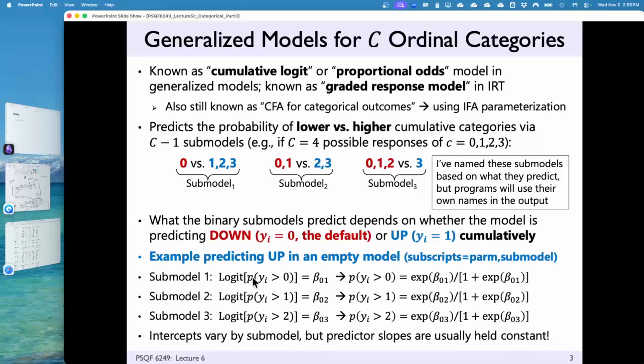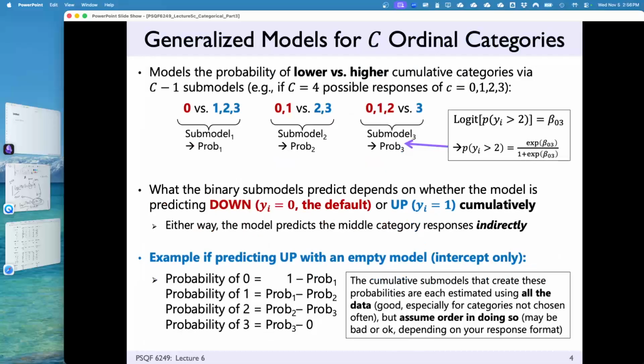Going back to this right here. The first submodel is the probability of being greater than 0. So that's 1 minus the probability of being greater than 0, which means 1 or higher. So the probability of a 1 compares the probability of being 1 or higher with the probability of being 2 or higher, and so forth. What you end up getting is a set of probabilities. Conditional on a person's latent variable value, you'll have a probability they picked each category. Those probabilities will sum to 1 as you would expect. Okay?